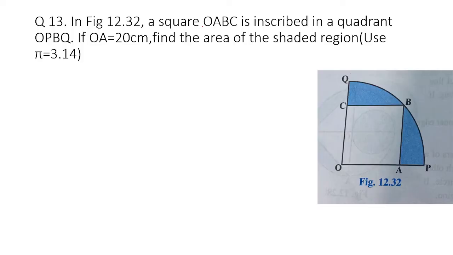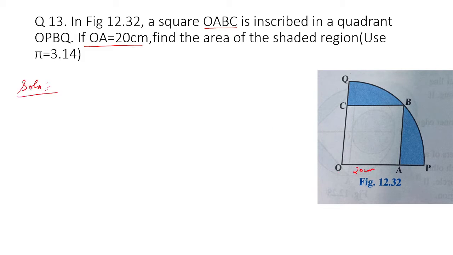We're given a square OABC, which is inscribed inside a quadrant. OA is equal to 20 centimeter, and they have given this.